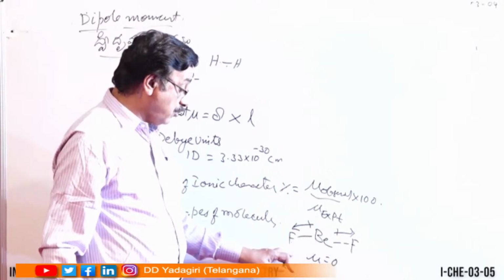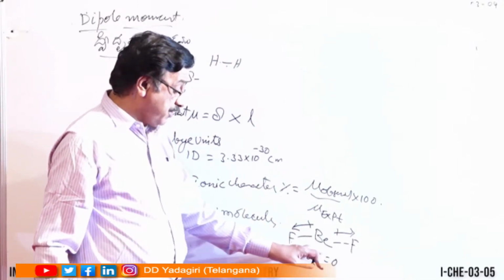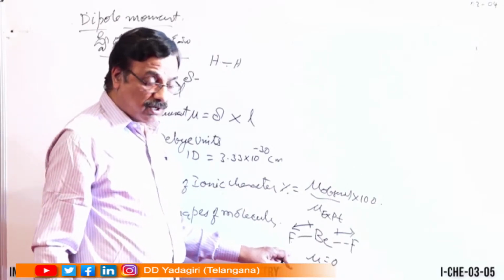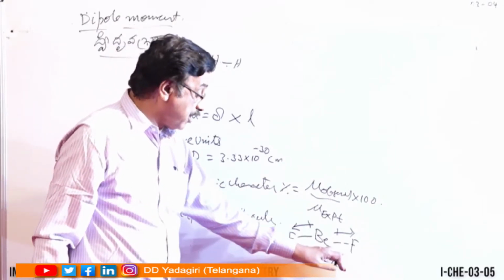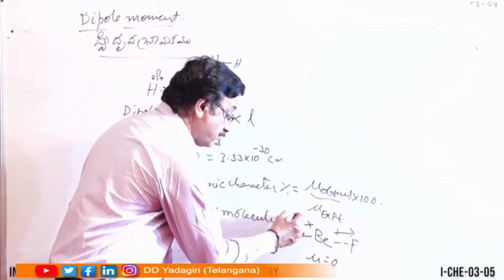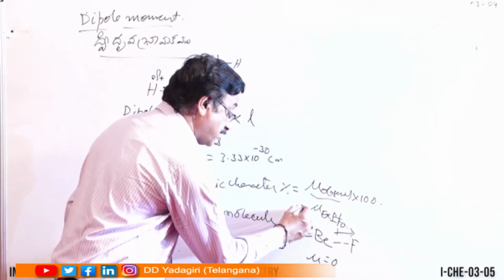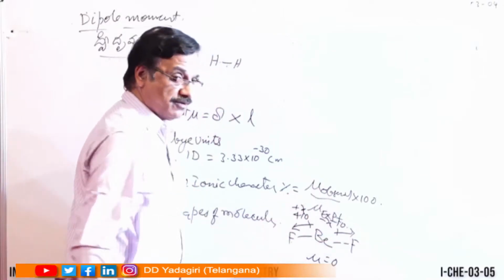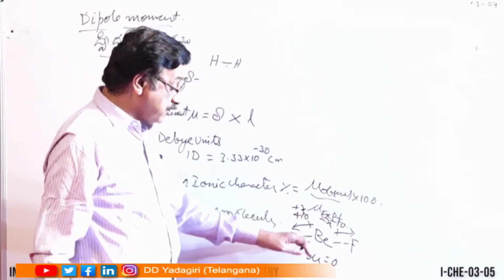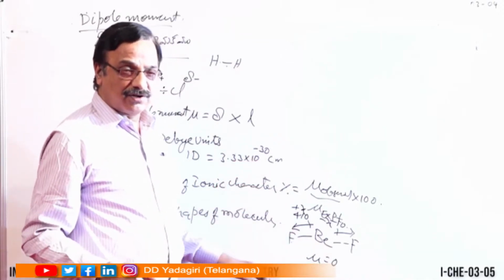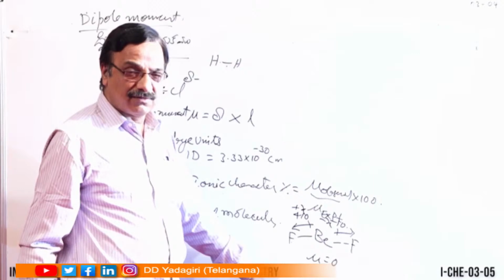Right, BeF we call the bond moment, so this is a bond dipole moment. If it is plus x, this is minus x. So they will get cancelled. It is possible only when it is linear. So the molecule shape is linear.